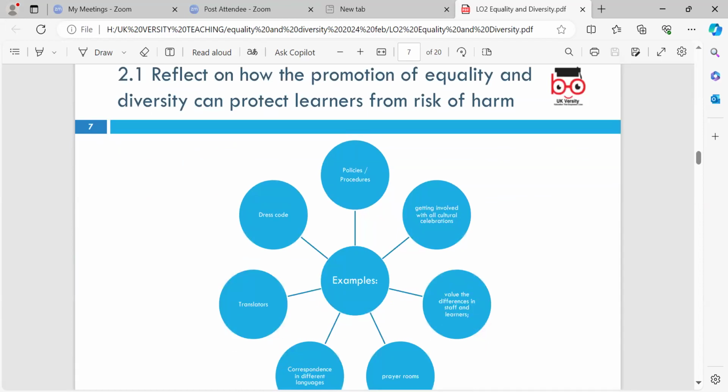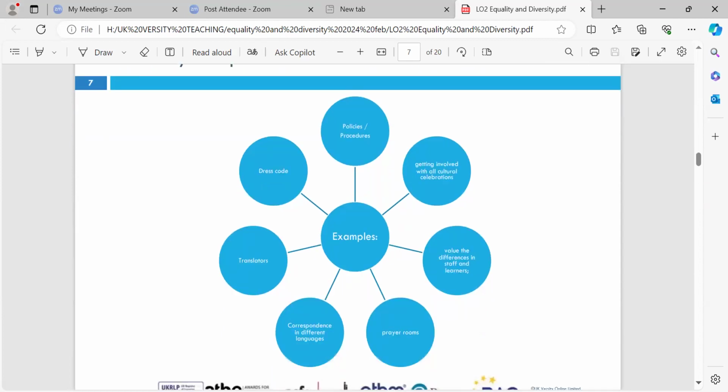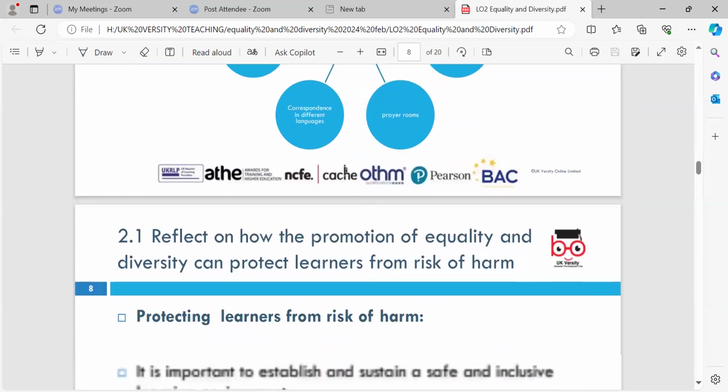So we have policies in place. Some examples are getting everyone involved in cultural celebrations, valuing the differences of staff and learners, and prayer rooms as well. Sometimes in certain institutions you need to have prayer rooms for the different cultures, correspondence in different languages, and that's quite a big thing. That happens within any organisation, as do translators and the dress code as well. And these are some examples in promoting equality and diversity.